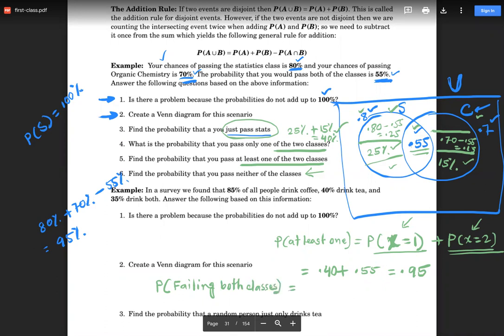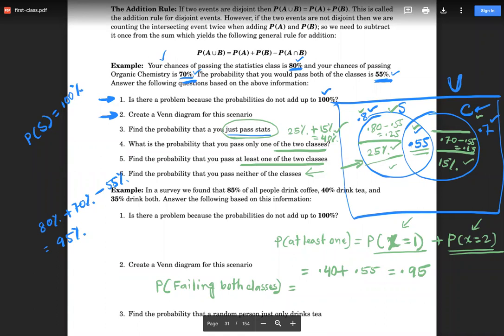Now look, if you are inside of these two circles, you will be passing at least one of the two classes. But if you're outside of these two circles, that means you're going to fail both of the classes. Okay, and what is that?